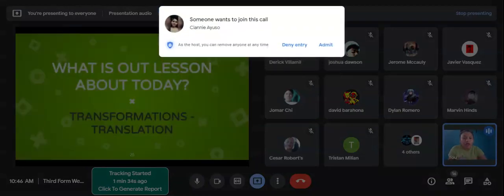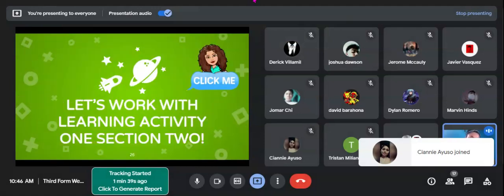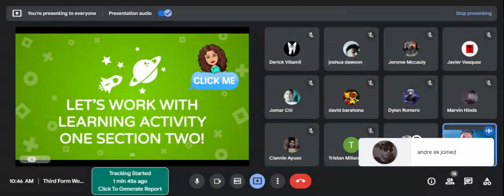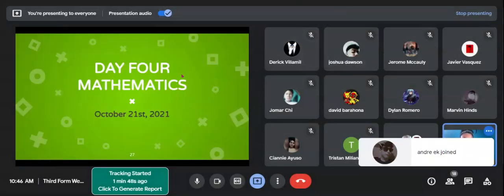Tomorrow we are going to be working with the last one, which is illustrating combined transformations. Today we are just closing off with the first learning activity, learning activity number 1. That is what we want to accomplish right now.